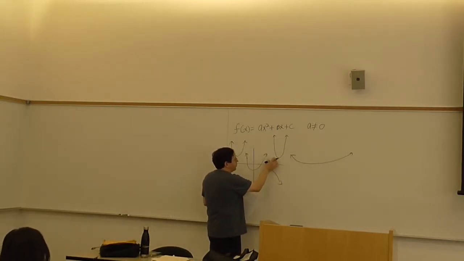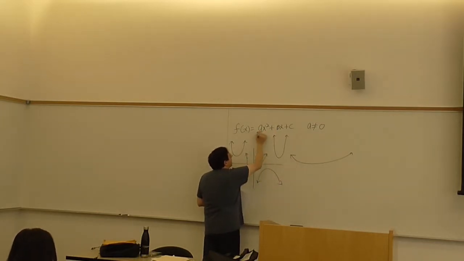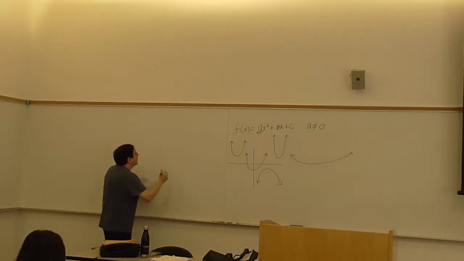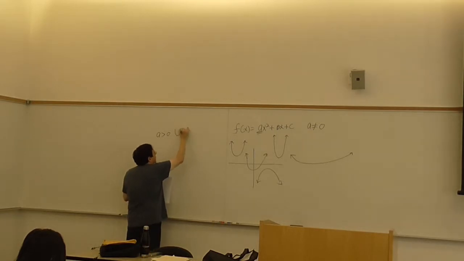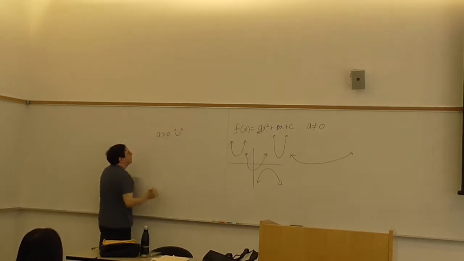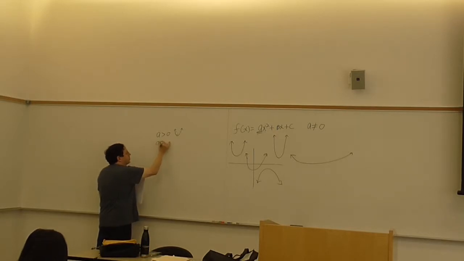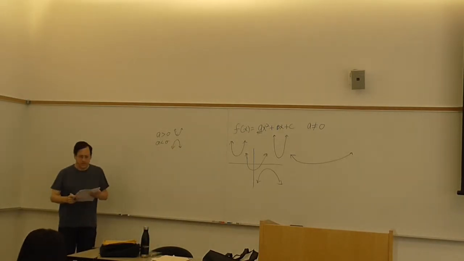What determines these properties is the a value. Specifically, if a is greater than 0, then it's a parabola up. Kind of got a smile there, right? It's a little devilish. If a is less than 0, then it's a parabola down.